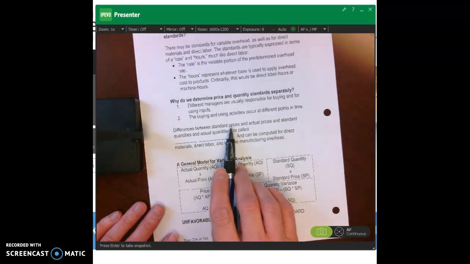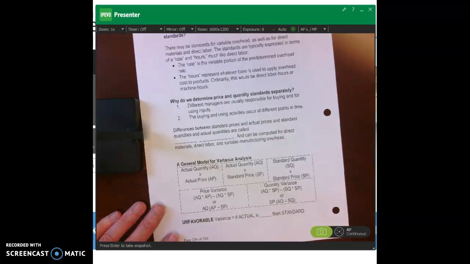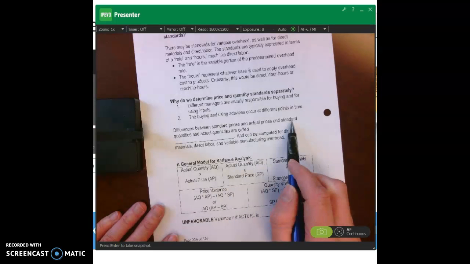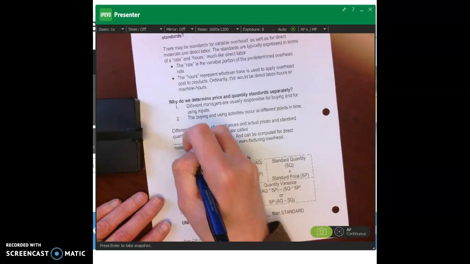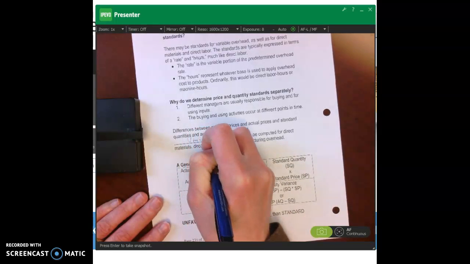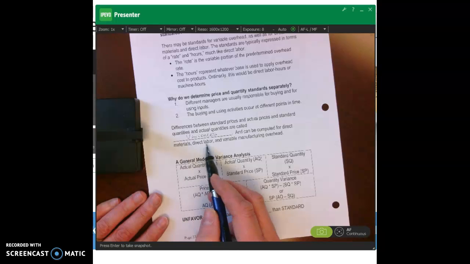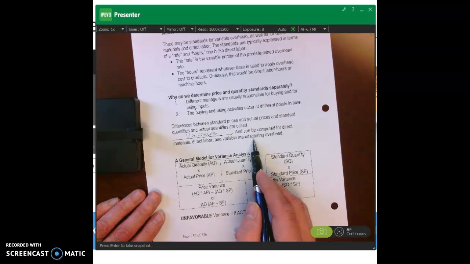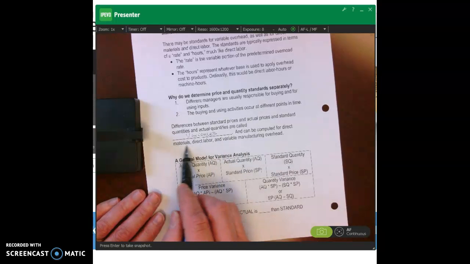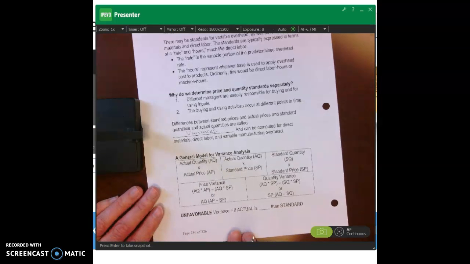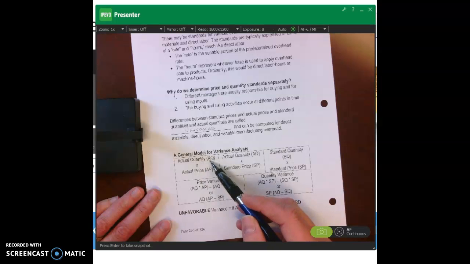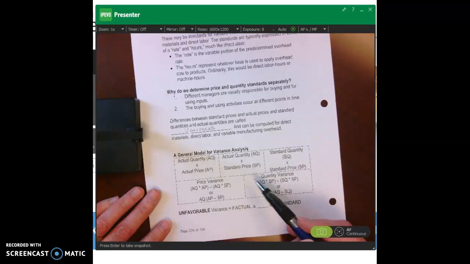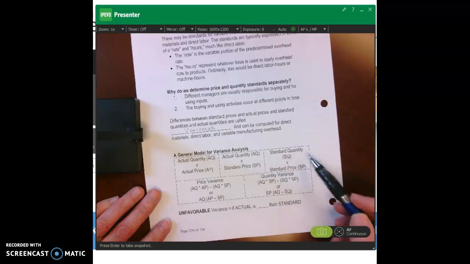Those differences between our standard prices and our actual prices, and our standard quantities and our actual quantities, are called variances. And as I was saying, we can do those for materials, labor, and variable overhead. We'll be focusing mainly on materials and labor. Okay? Here is our formula. We can take the actual quantity times the actual price, then our actual quantity times our standard price, and our standard quantity times our standard price.